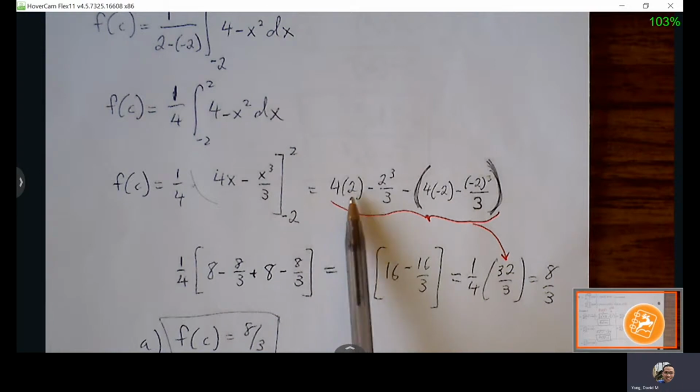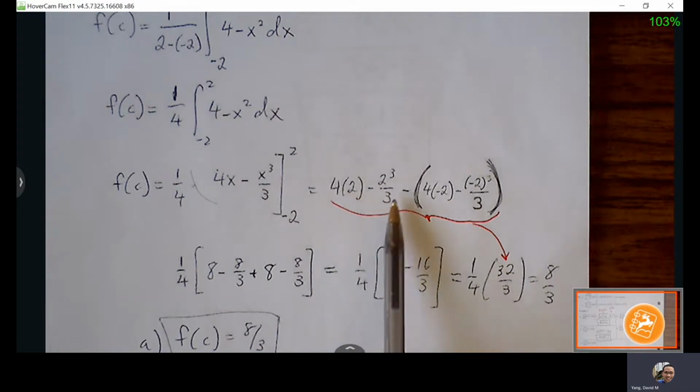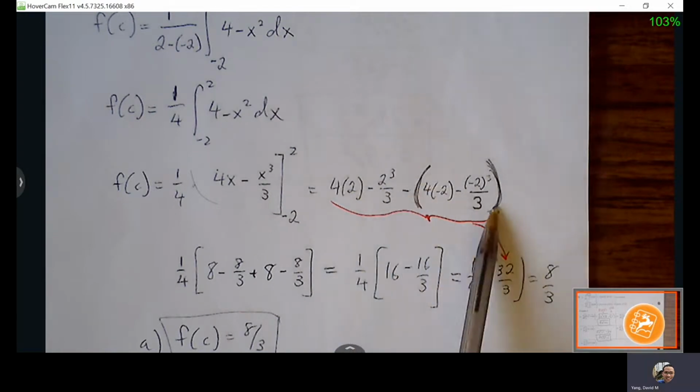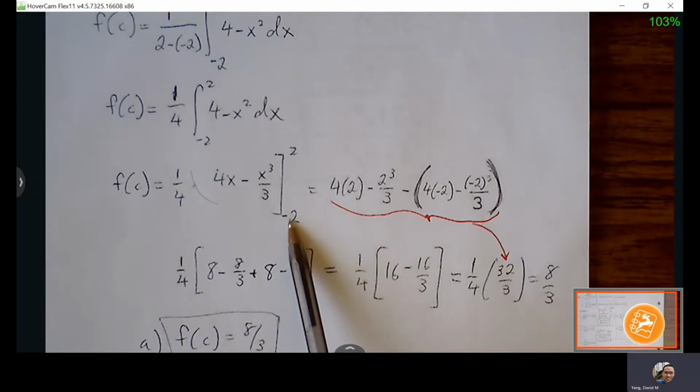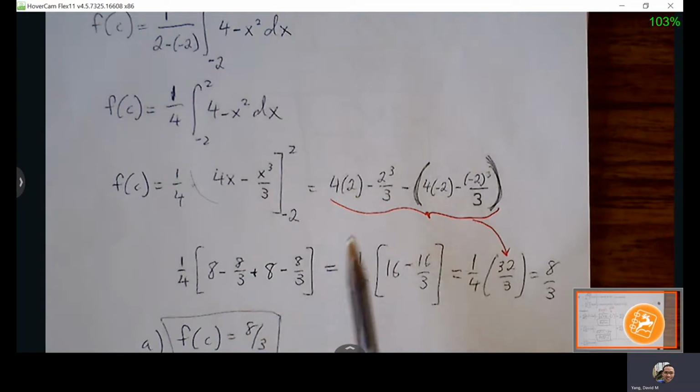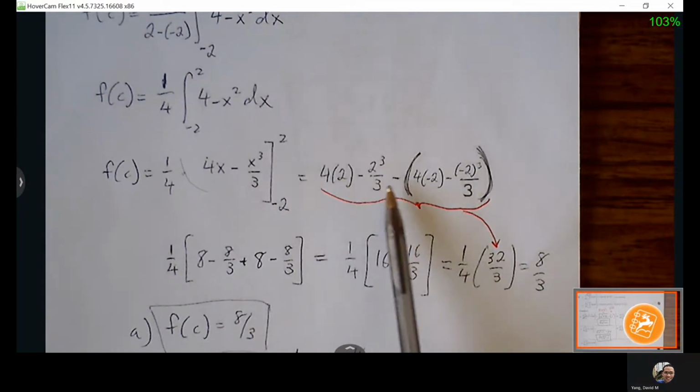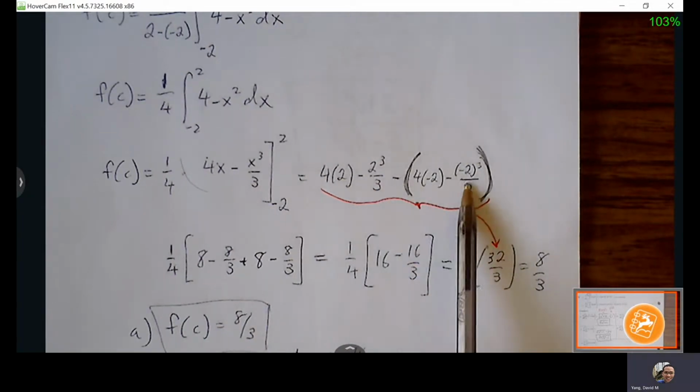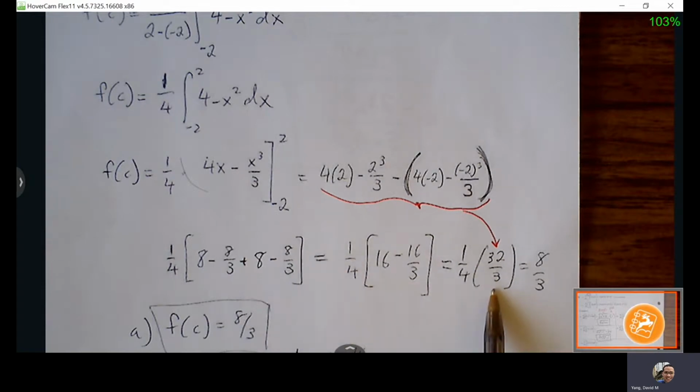We get 4 times 2 minus 2 cubed over 3, minus big parentheses. And then do the same thing with the lower bound, -2 in for the x, -2 in for the x. You can use your calculator to clean this up. When you clean all that up, it should get you all the way down to 32 over 3.